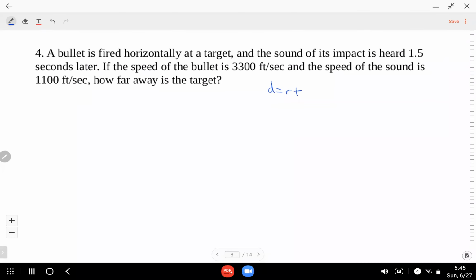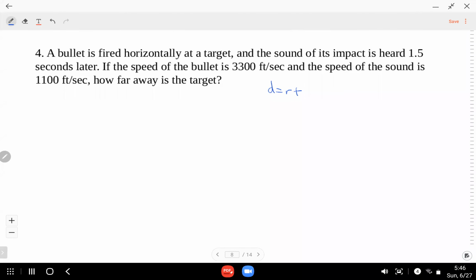Actually, we're kind of running out of time, so I'm just going to solve this for you. This one is quite similar to the last problem. We know that one side is going to be 1.5. And what is 1.5? Is it the distance? No, actually, that's the time, because it's 1.5 seconds. It's the time.